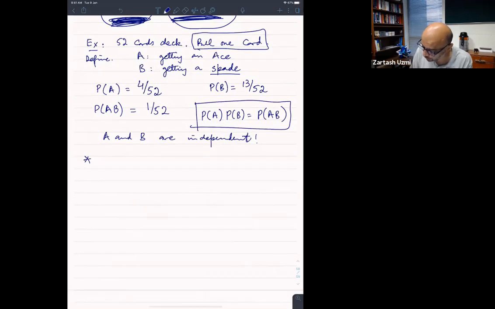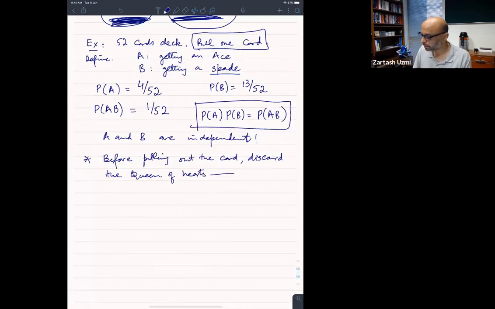So before pulling out the card, discard one card from the deck. Discard the Queen of Hearts. I have thrown that out of the 52 cards. Are A and B independent now? Yes or no? Non-verbal feedback, yes or no? In the participant window, you have yes and no. Are A and B independent?